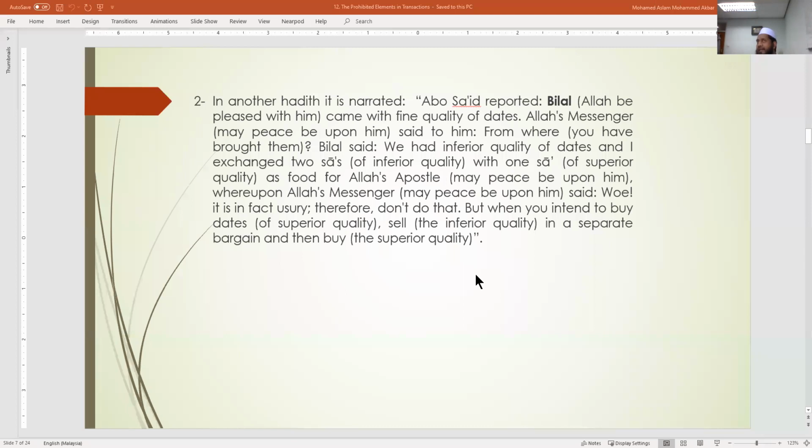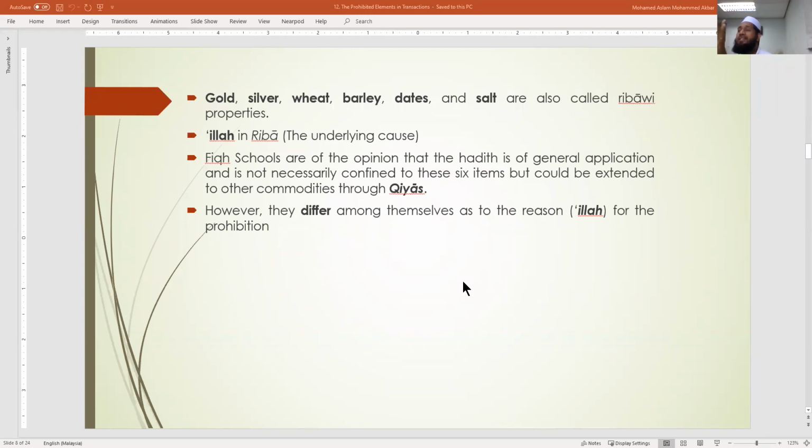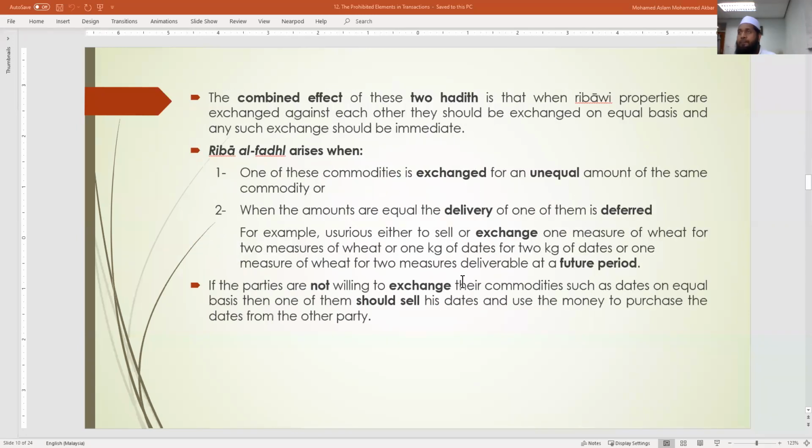If Bilal did that with things other than these six commodities, the Prophet ﷺ never stopped him. For example, with any fruits or living things, let's say camel or sheep, it is allowed to exchange one good camel for two sheep, or one good camel for two small camels, one good cow for two small calves. This is all allowed. But when it comes to currency, only these six items are considered currency. All right, that's one thing I want you to remember all the time.